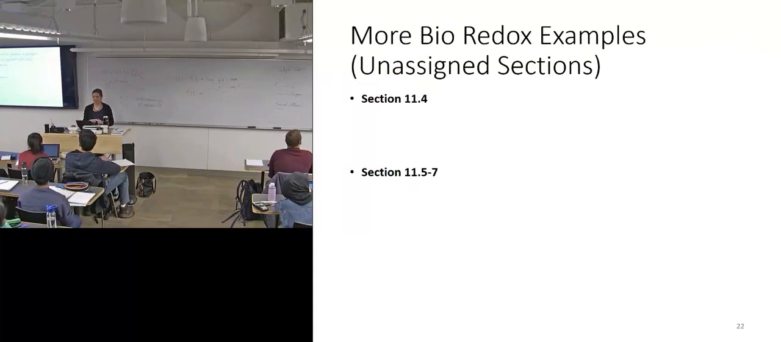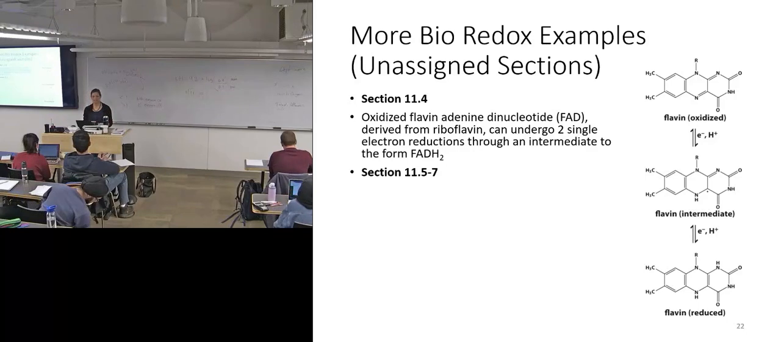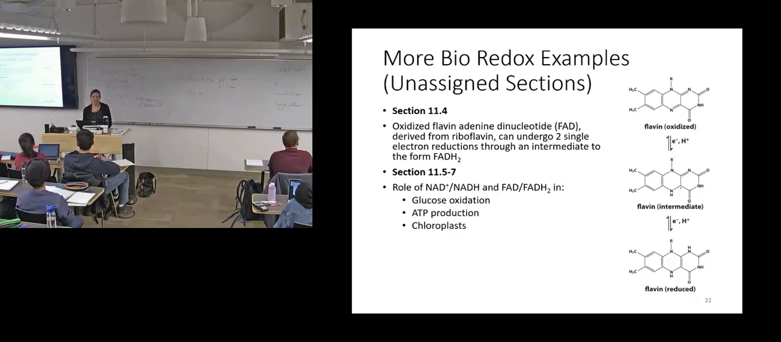I had not assigned these sections 4 to 7 as reading. It's just more redox examples. Okay. So section 4 talks about oxidized flavin adenine dinucleotide, or FAD, which is derived from riboflavin. It's basically the same situation as NAD getting reduced, except that it happens in 2 single electron reduction steps via an intermediate. Okay, so here we have our oxidized form of flavin, and then it's going to our reduced form, FADH2.